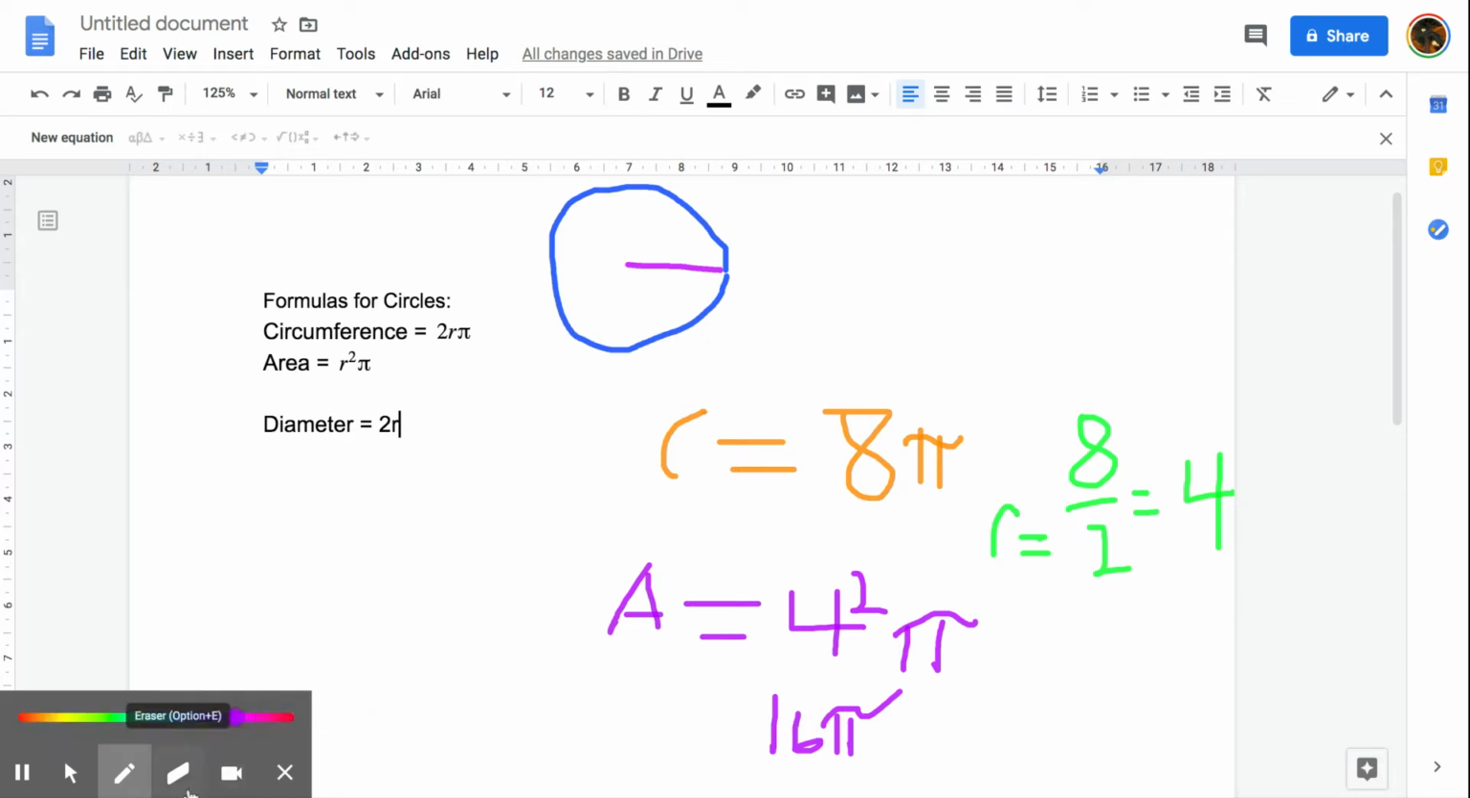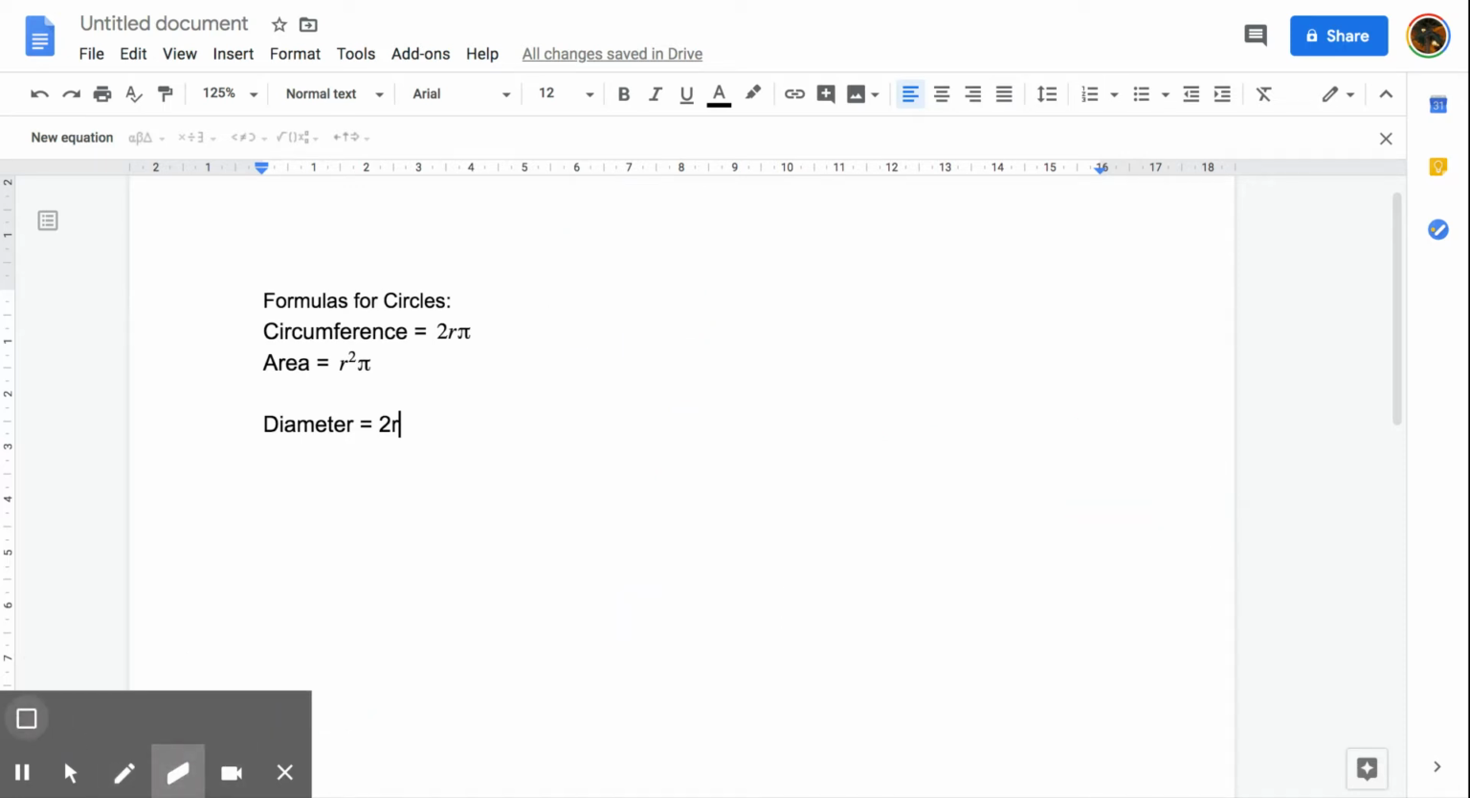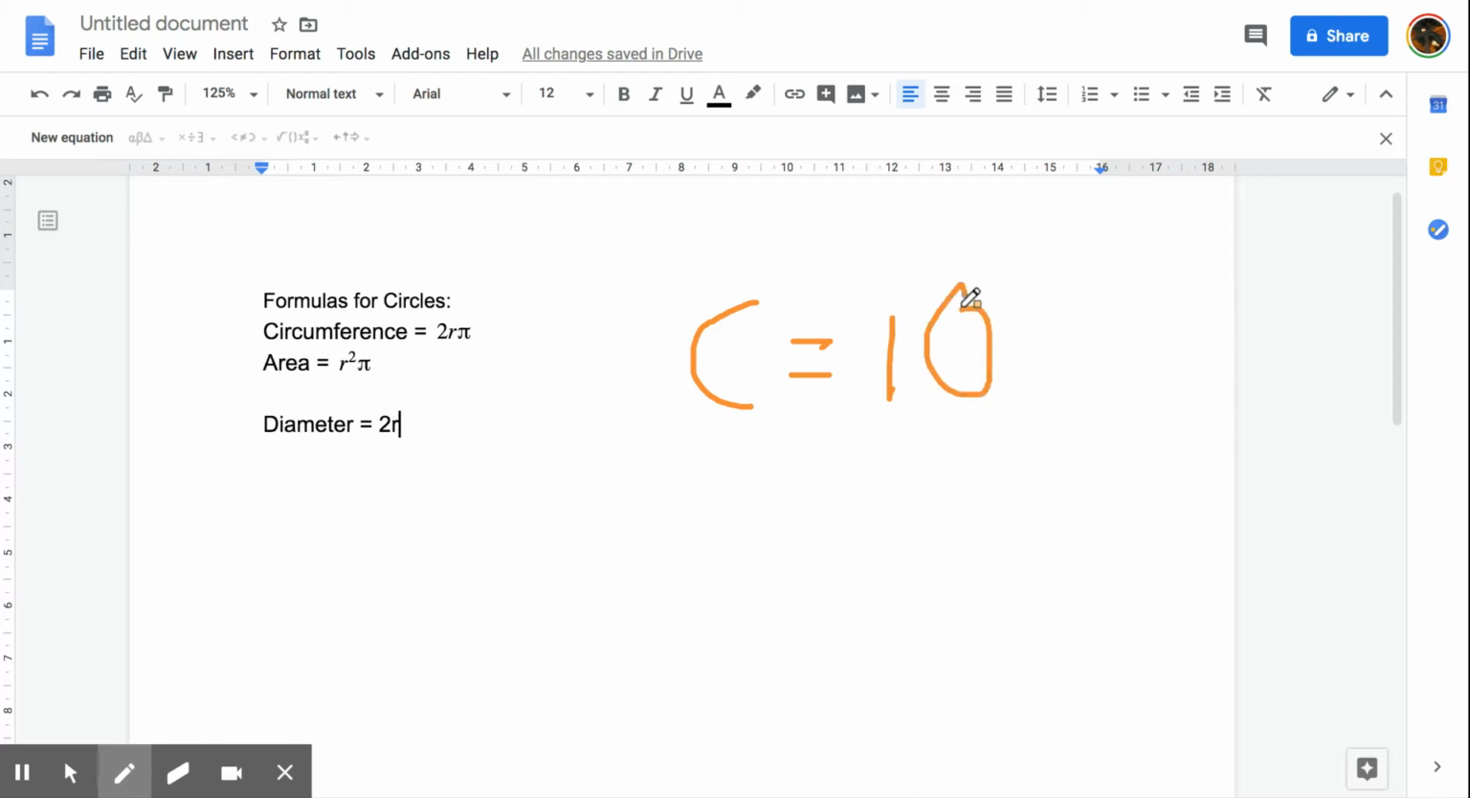So let's say I gave you an equation, so go ahead and look at that. Let's say I gave you an equation where the circumference around the circle was 10 pi. What would the area be? Well, to find area, first you have to find the radius and then square it. So what's the radius?